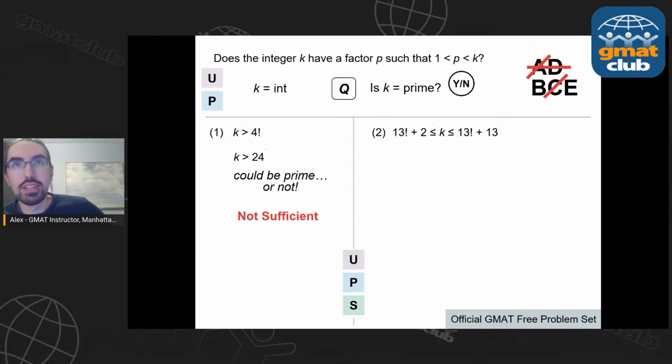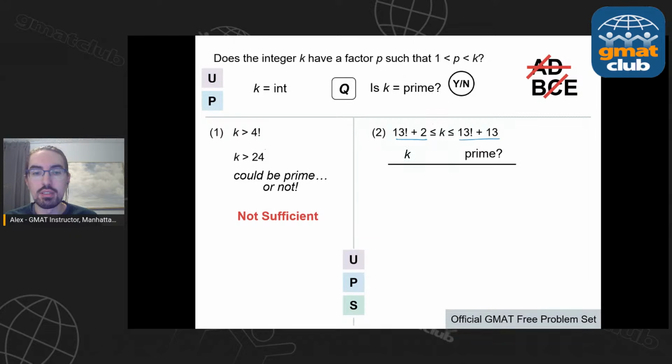Now, how do we actually solve this, right? Well, there's a reason why we're going from 13 factorial plus 2 to 13 factorial plus 13. And if we think about that range, there's not that many numbers within that range, right? It's some huge value plus 2, and then plus 3 would be in there, and then plus 4, all the way up to 13. So if we think about what these values could be, right?